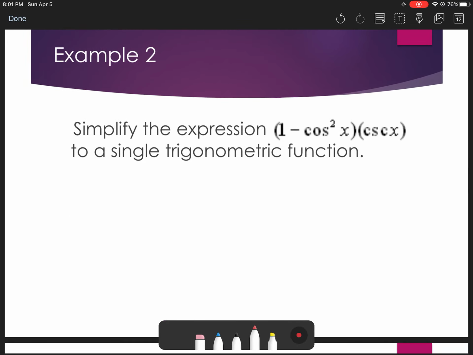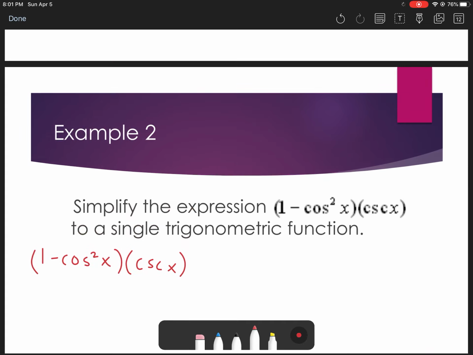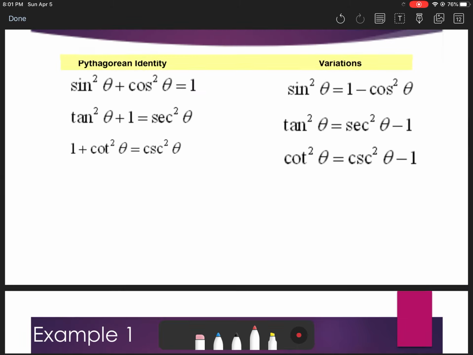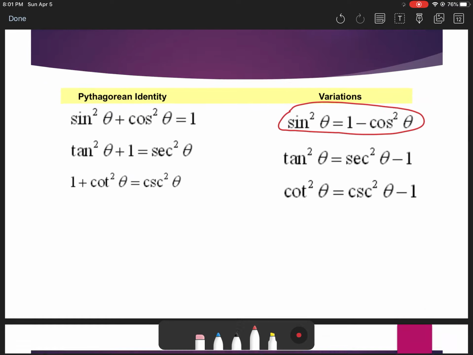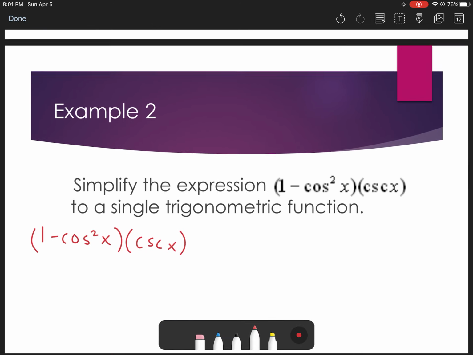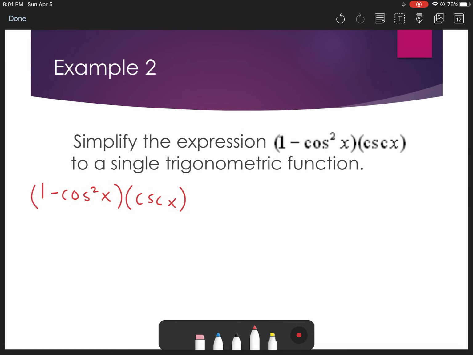All right, next one we have 1 minus cosine squared x times cosecant of x. Okay, so going back, if you look back really quickly at the identities, 1 minus cosine squared of theta is the same as sine squared theta.